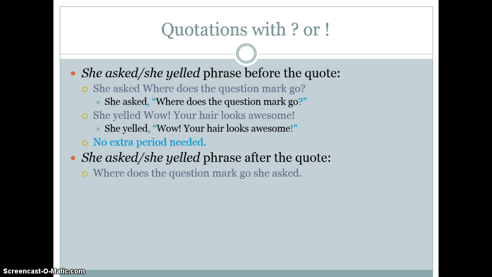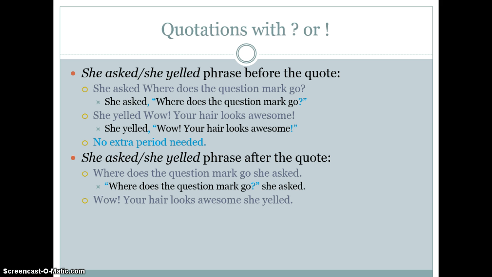Where does the question mark go, she asked. Before, we had put a comma right here, right in between the quote and the attributive tag. But now this is a question, and it still needs to look like a question. So now we're just going to leave the question mark. Same thing with exclamation points. You don't need any extra commas. That end punctuation is enough to show the difference between the quote and the attributive tag.